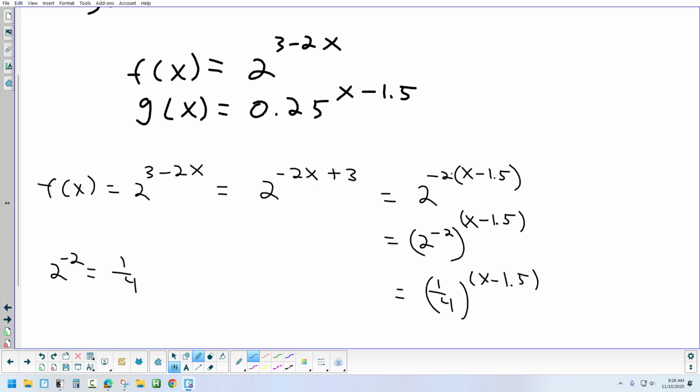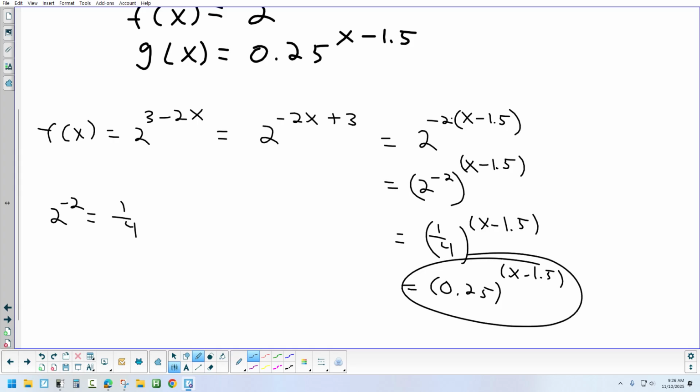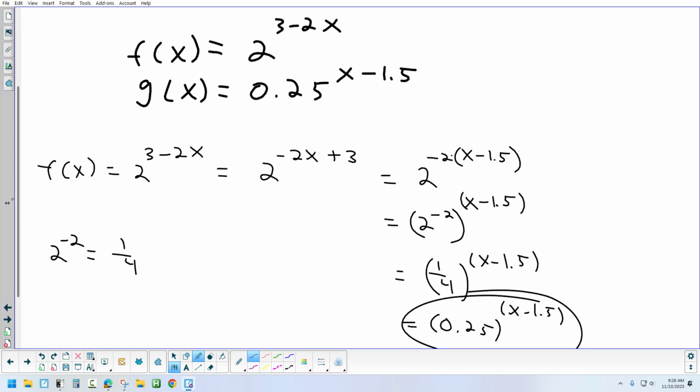x to the minus 1.5, which is the same as 0.25 as a decimal. There you go. So we manipulated it algebraically to show that f of x and g of x are exactly the same.